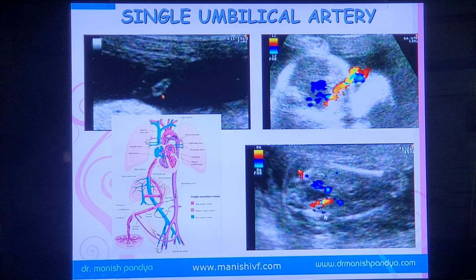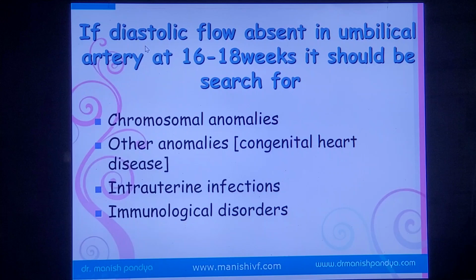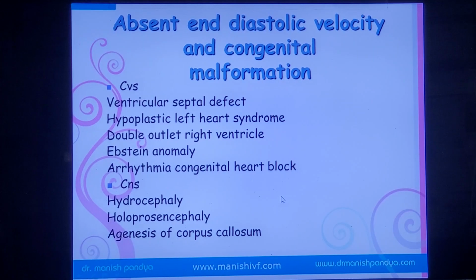Otherwise, there should be the same color because both arteries drain into the same umbilical artery, which divides into 2. Okay, so if you see different color like this, then you can say there is a single umbilical artery. If the diastolic flow is absent in the umbilical artery at 16 to 18 weeks of gestation, you can search for chromosomal abnormality, other abnormalities like congenital heart disease, intrauterine infection, or immunological disorder. Absent end diastolic velocity with congenital malformation like cardiovascular, you can see ventricular septal defect, hypoplastic left heart syndrome, double outlet right ventricle, that is DORV, Ebstein anomaly, arrhythmia or congenital heart block.